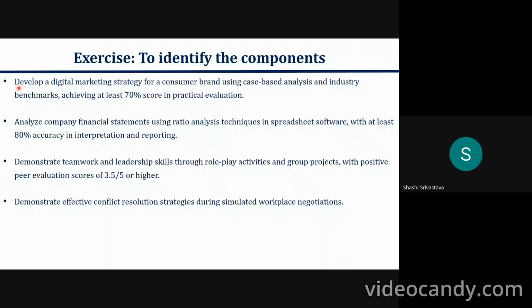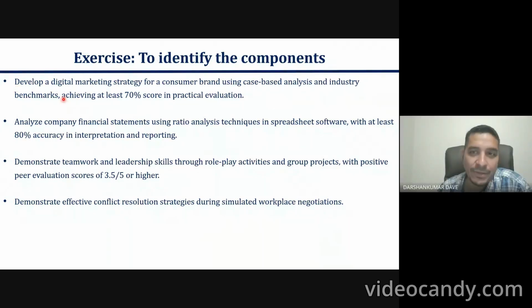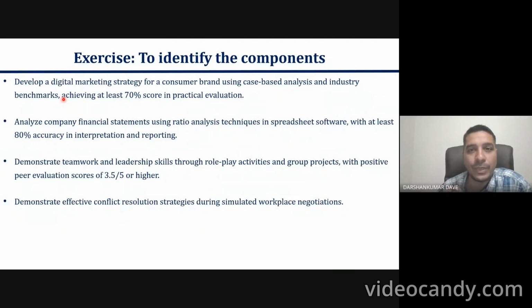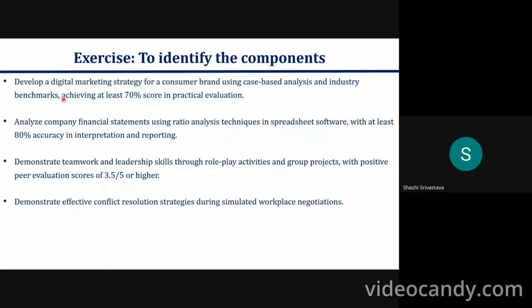Yes, sir. Can you please repeat, ma'am? I'm so sorry, sir, I was saying that the action verbs are here: develop, analyze, and demonstrate. Madam, let us fix to the first one only. Okay, I want you to talk about the first one only. Okay, sir.